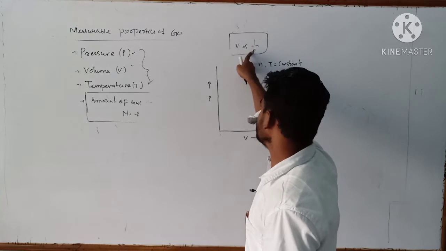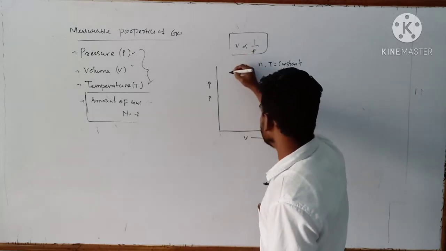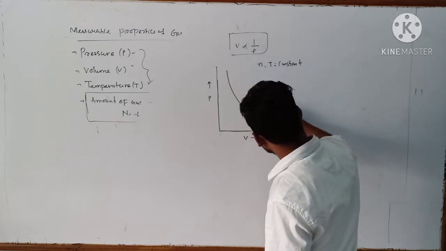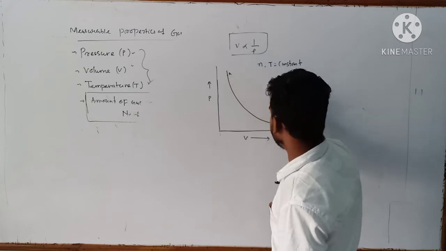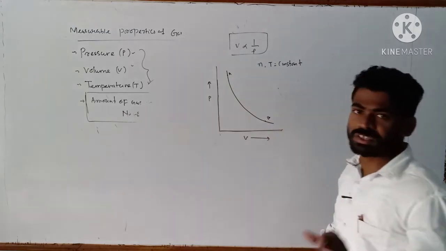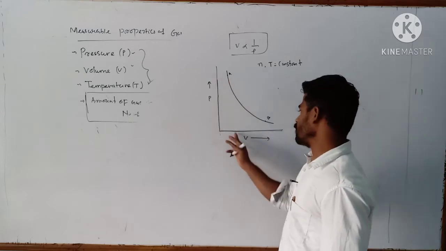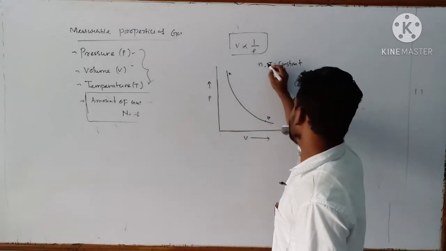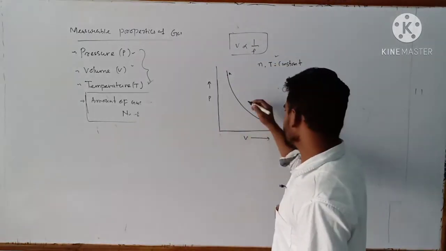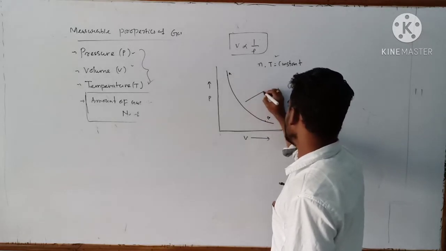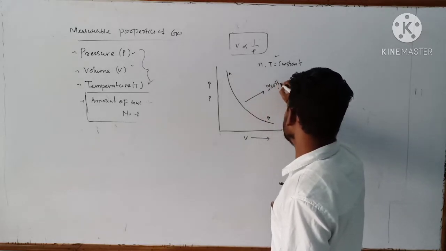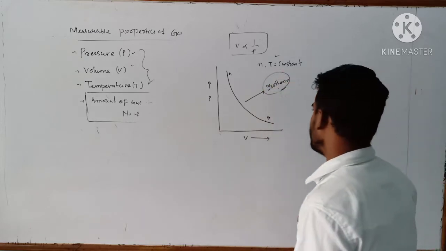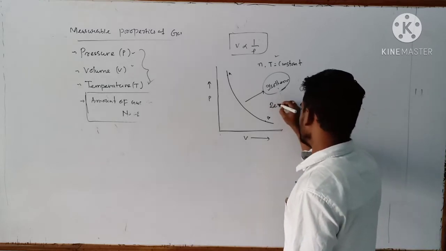So how does V vary with P? It is inversely proportional, so the graph can be drawn like this. At every point the temperature remains the same. Suppose I am considering point A and point B, the temperature remains constant. At high pressure the volume is minimum, and at high volume the pressure is minimum. This variation is obtained by keeping temperature constant, so this rectangular hyperbola is called an isotherm. Isotherm means at constant temperature.